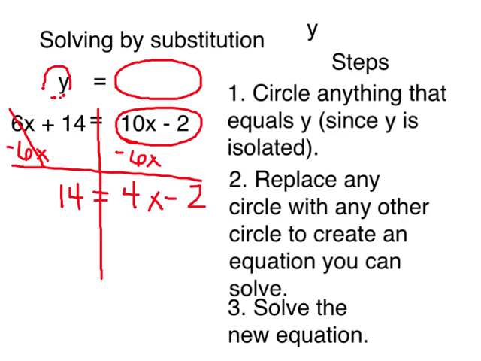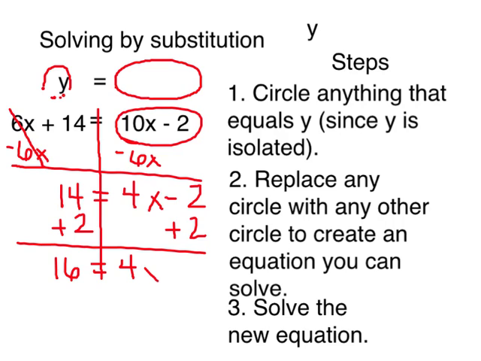Now to get the 4x by itself, I'm going to add 2 to both sides. So that results in 16 equals 4x, and the minus 2 plus 2 cancels out to be 0. And finally, I'm going to divide both sides by 4. So that gives me 4 equals x. So what I've done is I found out what x equals.